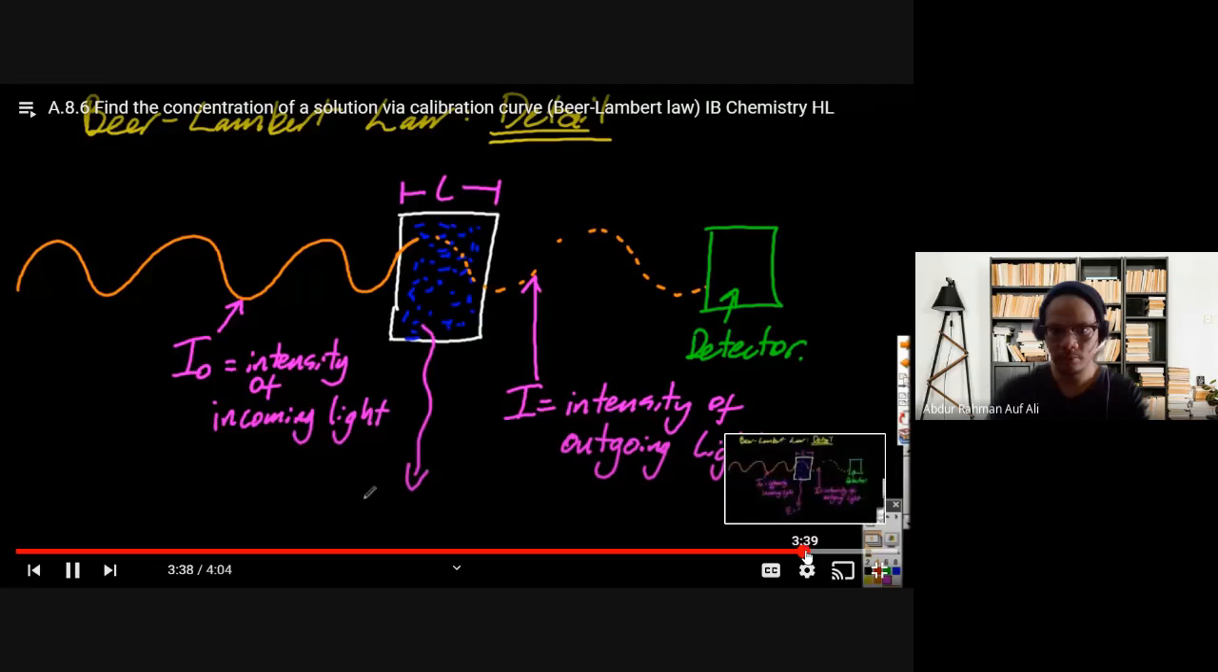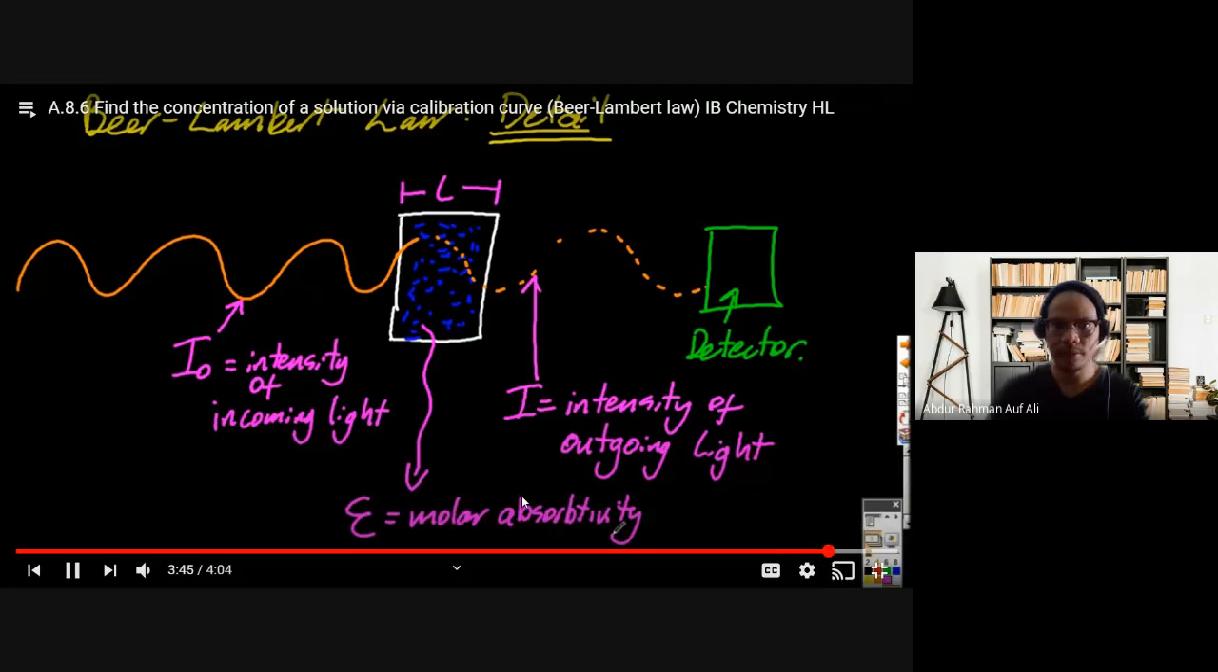These are all the pemboleh ubah yang ada dalam equation Beer-Lambert's law. Intensity of light, keterangan sesuatu cahaya before they go to our sample. This is our sample solution. And then this dot is the intensity of outgoing light. Bila cahaya sudah diserap, dia punya intensity sudah berkurang lah. Okay, this is also another variable, pemboleh ubah dalam Beer-Lambert law equation.